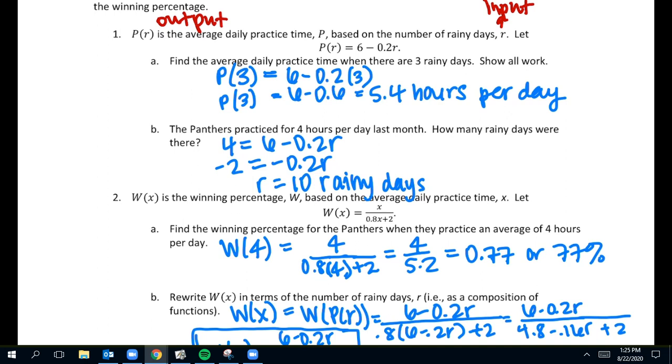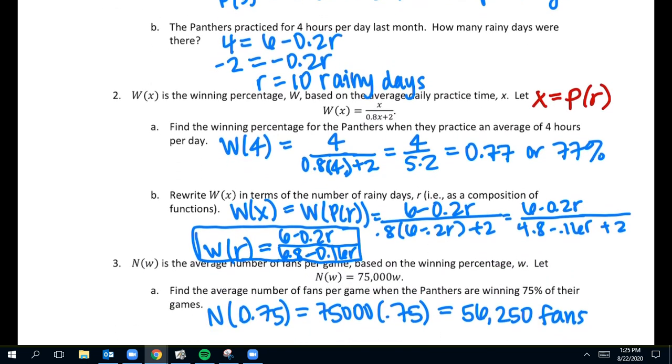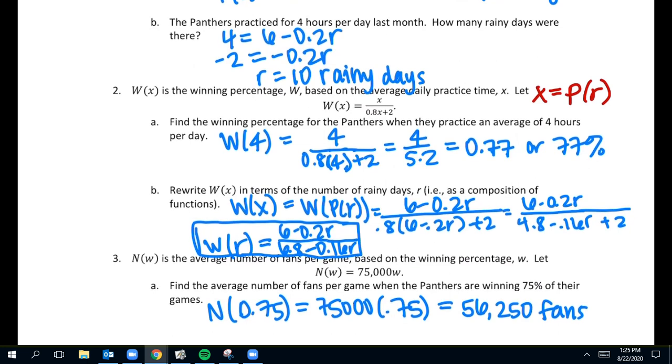So over here, I'm going to write X equals P of R. And that will help us later when we write this as a composition. So did the same kind of stuff. I used function notation rules to plug it in. But then when we get to B, it says write W of X in terms of the number of rainy days, i.e. as a composition of functions. So remember, if X equals P of R, then I'm going to write W of P of R. And so that's just where I got that from right here when I was showing my work.